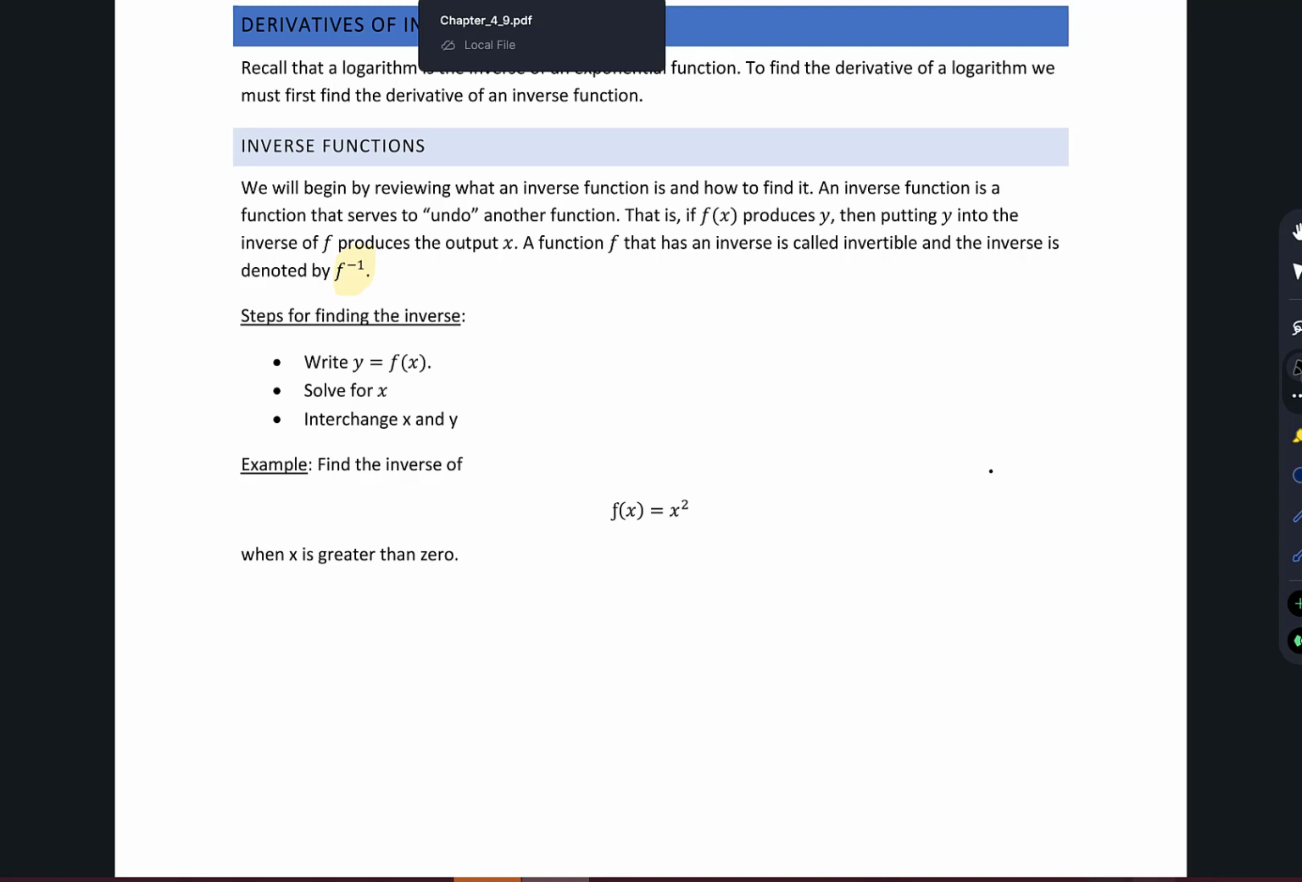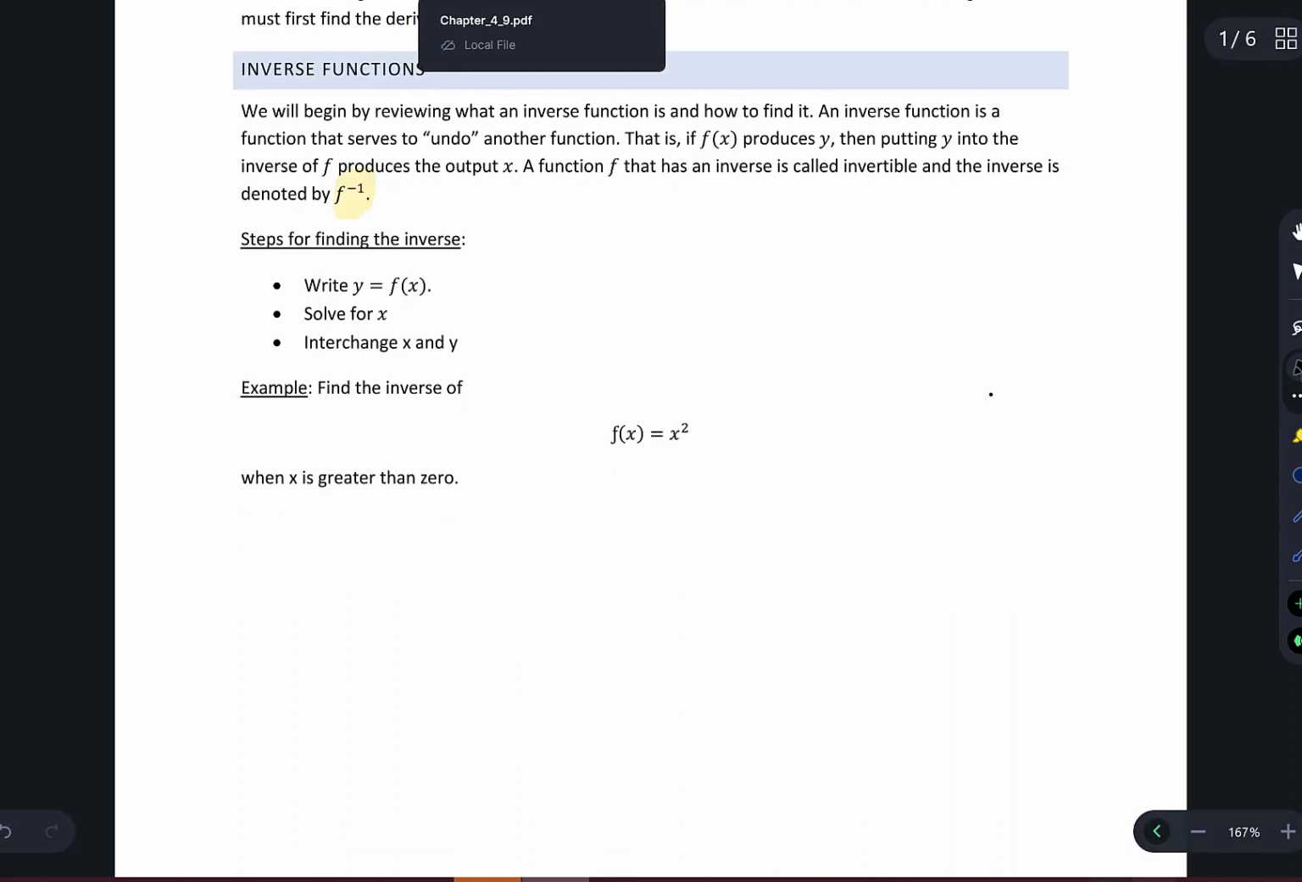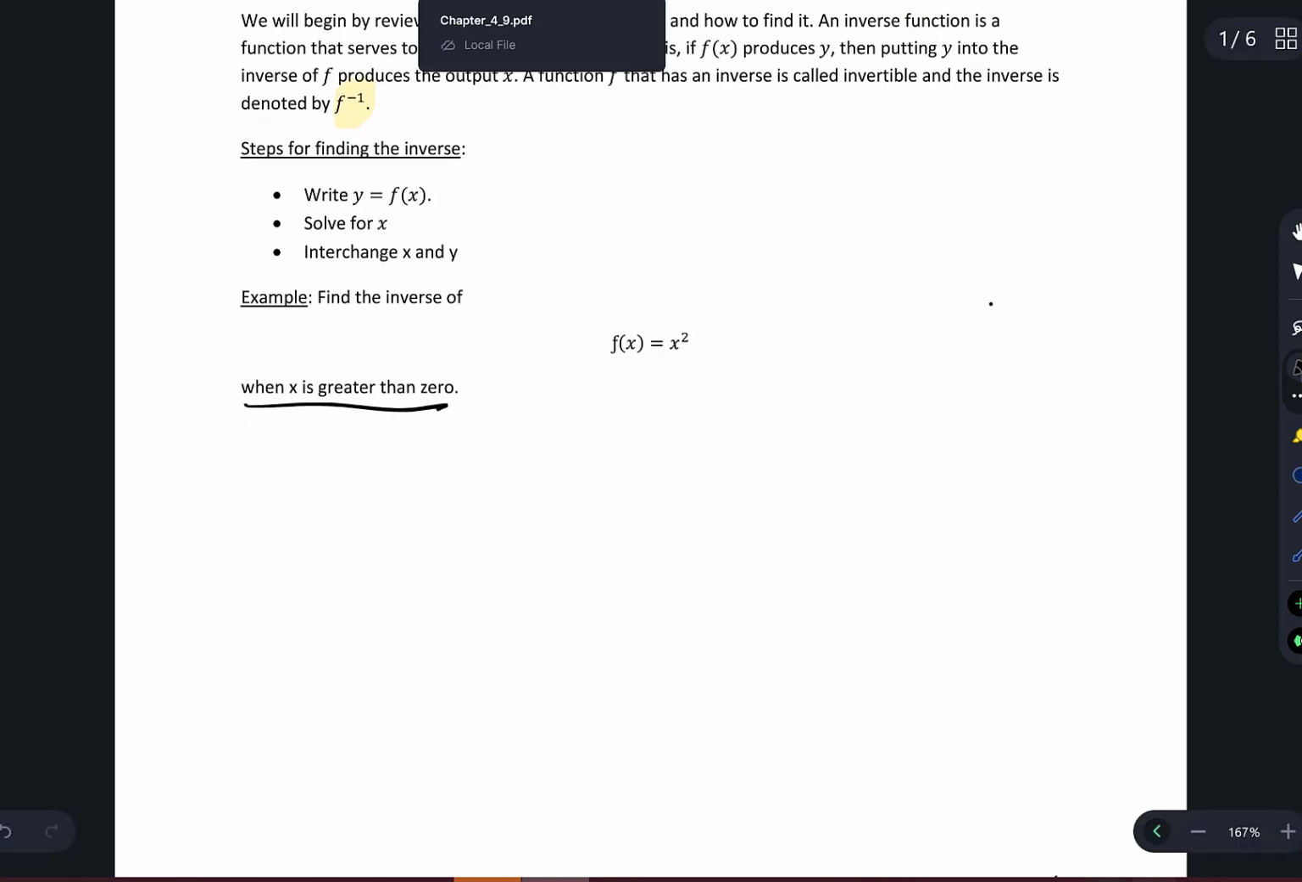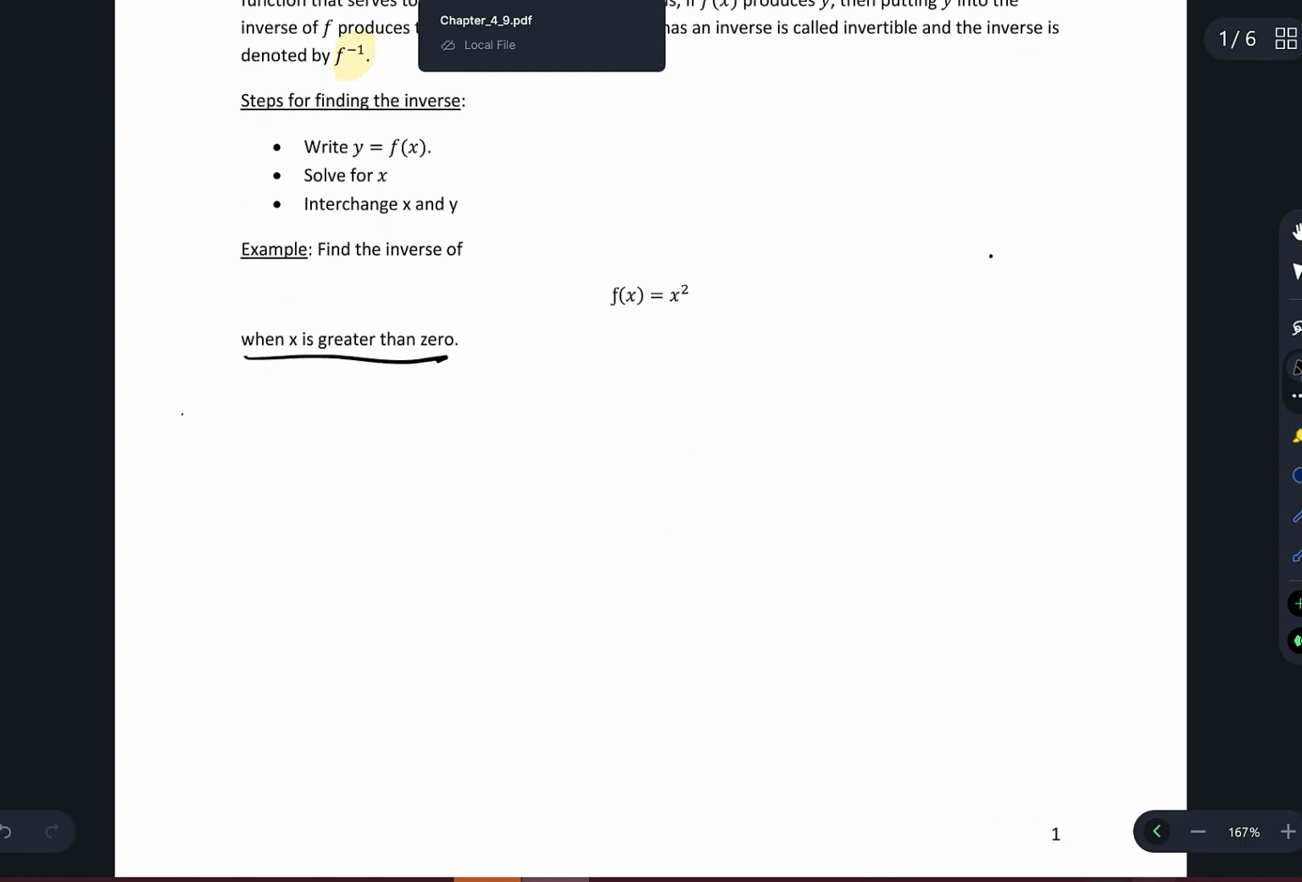We're going to find the inverse of f of x is equal to x squared where x is greater than 0. So let's look at the different steps. Our first step is that we're going to write y equal to f of x. So in this case, we have that y is equal to x squared for x greater than 0.